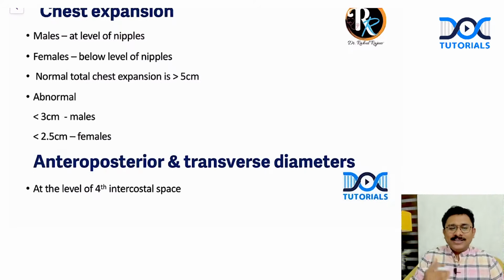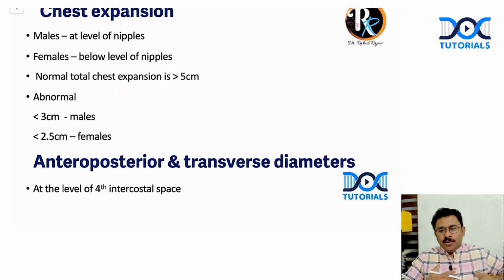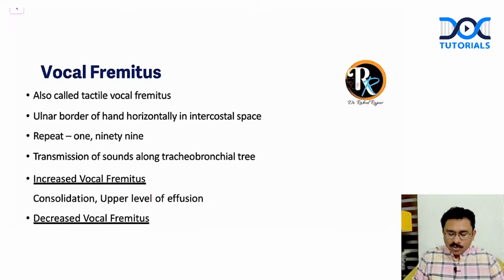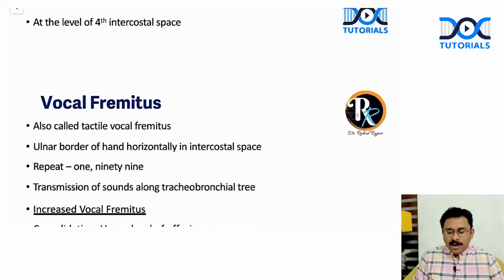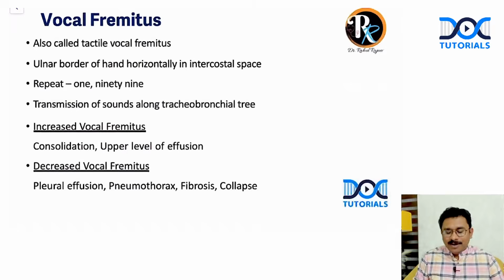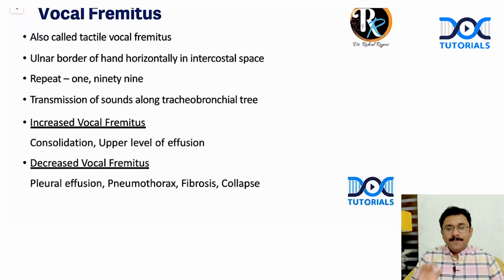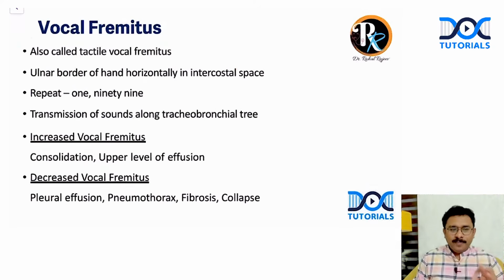Then you will have to assess the anteroposterior and transverse diameter. This is done using certain books or cardboard that you can use to identify. This is done at the level of the fourth intercostal space, which is how you will palpate to examine the AP and transverse diameter. Next point is about the vocal fremitus, which is important.